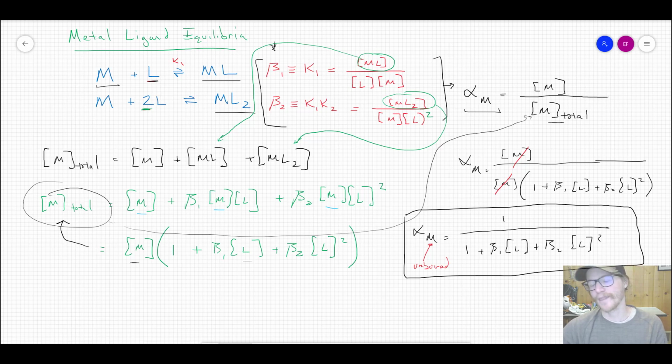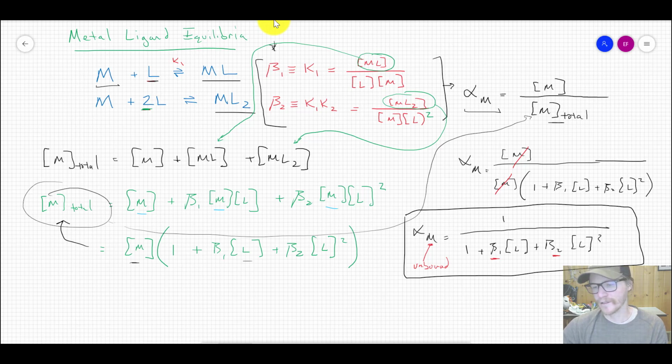That's the fraction of it that's floating around as a function of the first cumulative constant of formation, which we can look up in the back of a book, and the second one, and then the only thing we need to know is then the ligand concentration that we add to solution. So this is for when you have a ligand that can form two successive complexes with your metal. So in this case, that was ML and ML2.